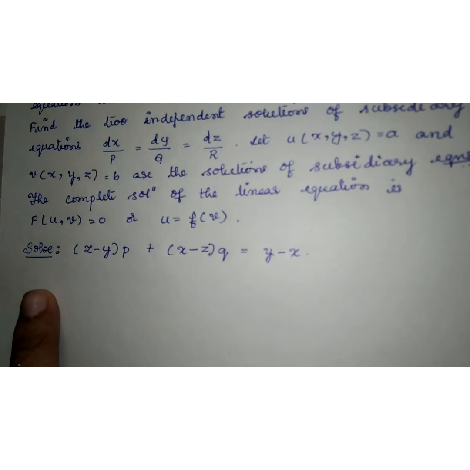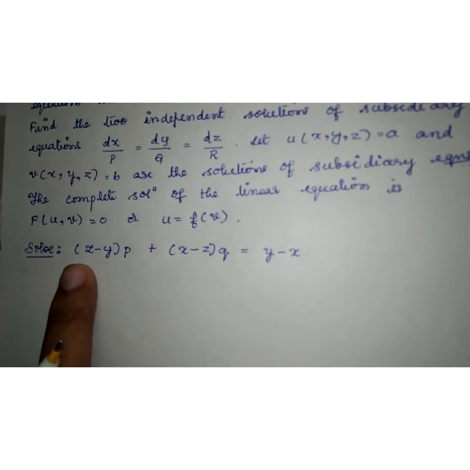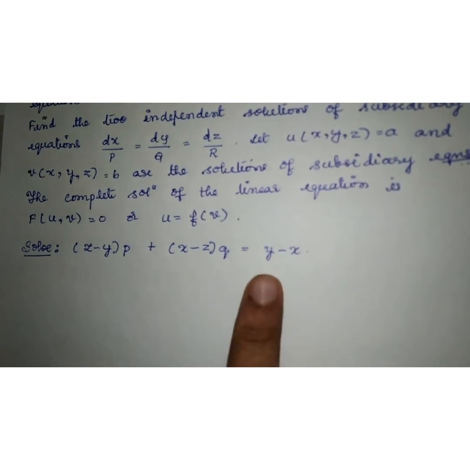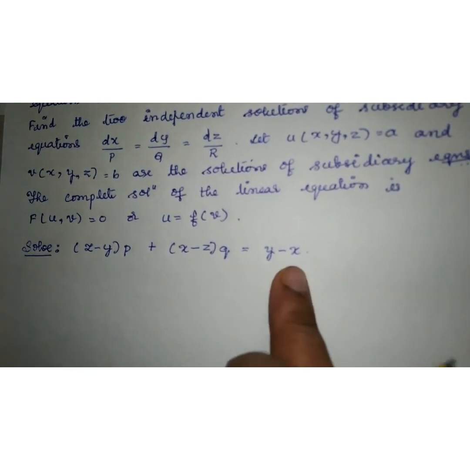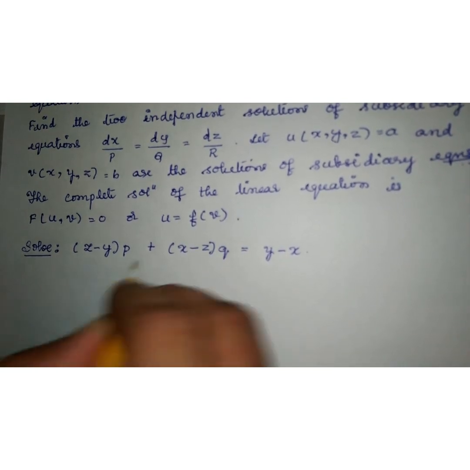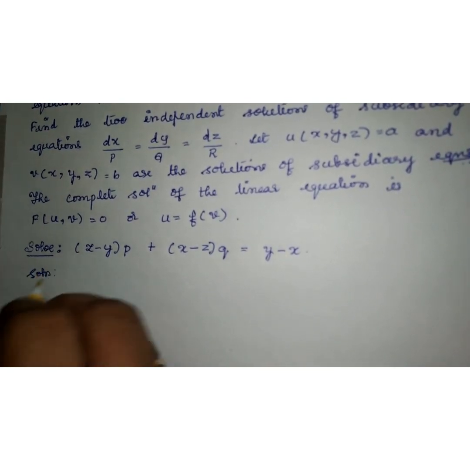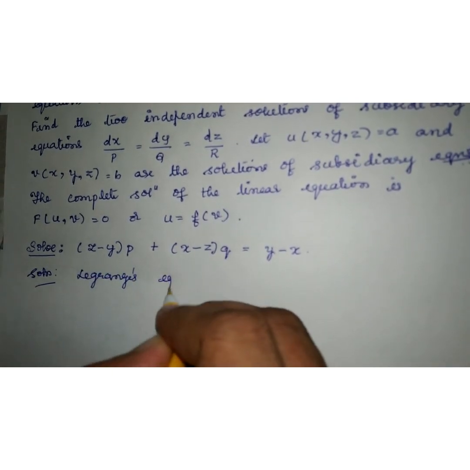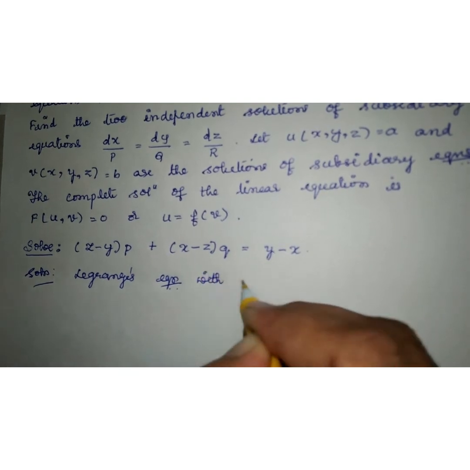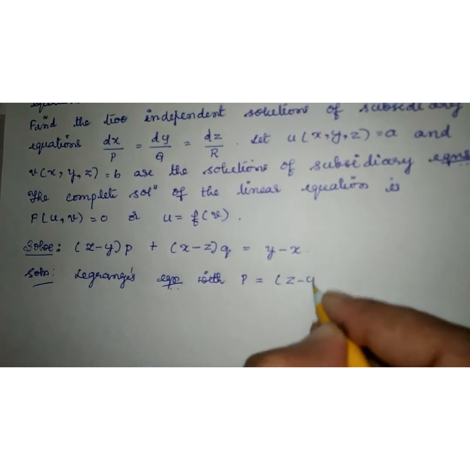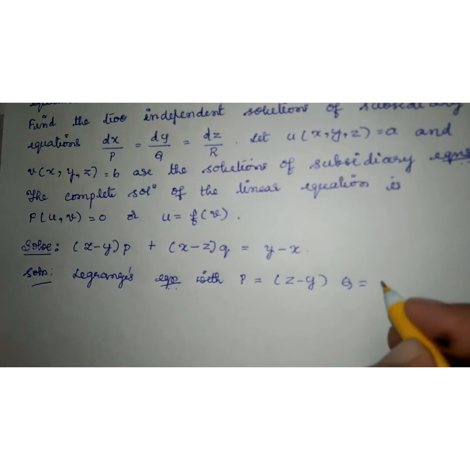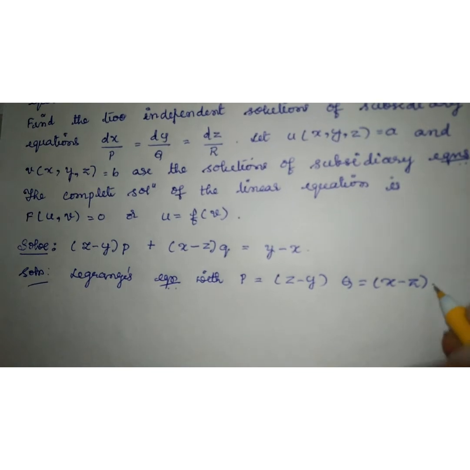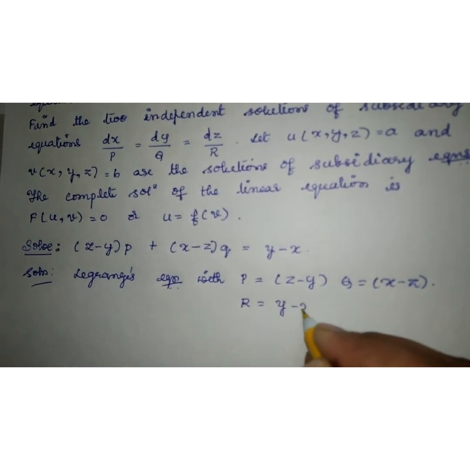So here we have a problem. Solve (z minus y) p plus (x minus z) q equal to y minus x. Clearly you can say this is a Lagrange's equation, with P equal to z minus y, Q equal to x minus z, and R equal to y minus x.